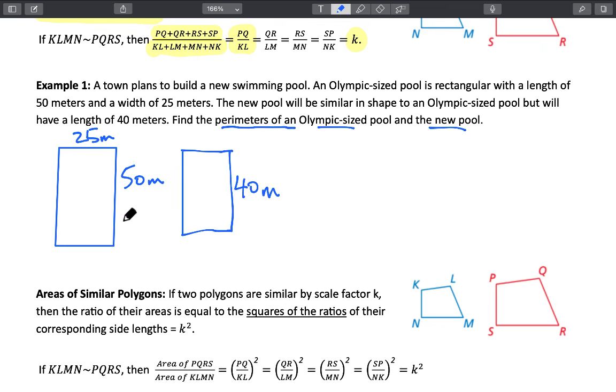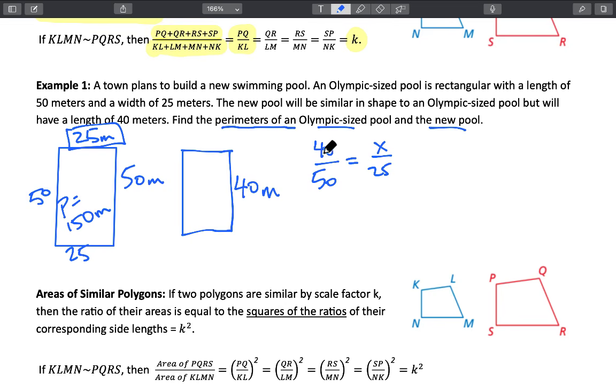Okay, so perimeter of a rectangle, we're just going to add all of the sides around the edges here. So 50, 25, 50, 25, and that's going to give us a perimeter of 150 meters. Okay, but what about the perimeter of our new pool? Well, we have to figure out what the corresponding side will be if they are similar. So we're going to set up a ratio of our corresponding sides. 40 divided by 50 is equal to, and now our smaller one, which is what we're going to try to find, over the corresponding width of the larger one, which is 25.